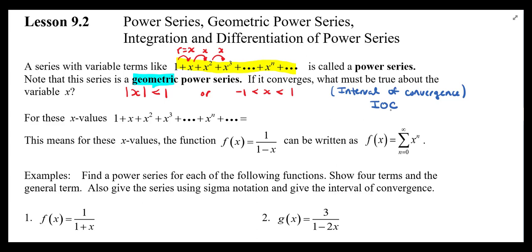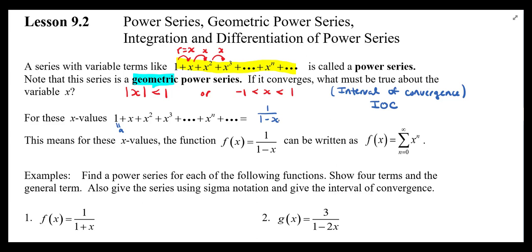If this converges, we have a formula that calculates the sum. Yes, it's a over 1 minus r. A in this case is the first term, so 1. And what is r? The common ratio is x. So from the sum formula of a geometric series that converges, we know that this power series has the expression 1 over 1 minus x. So for these values of x, the function f of x equals 1 over 1 minus x can also be written as the sum of all these powers.